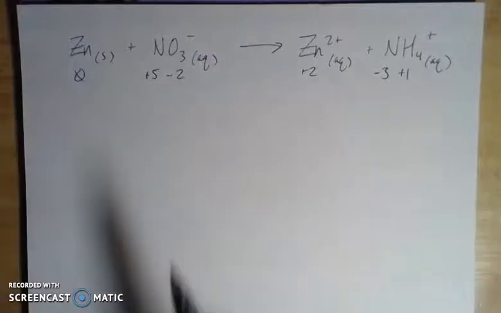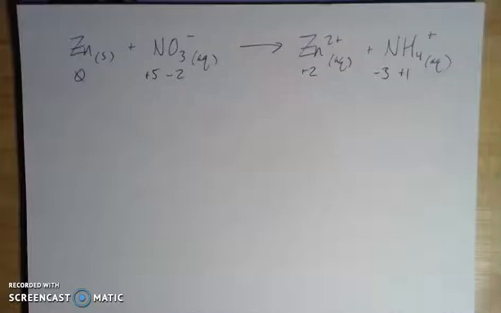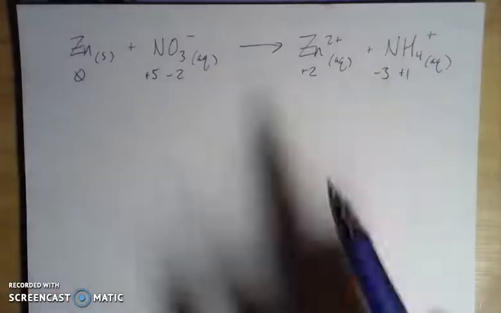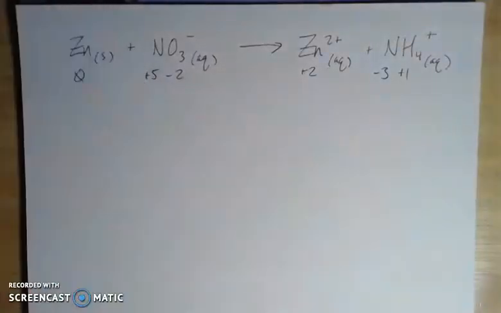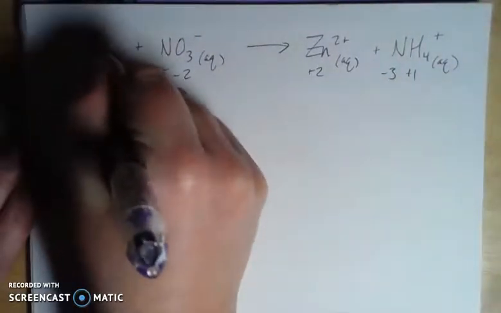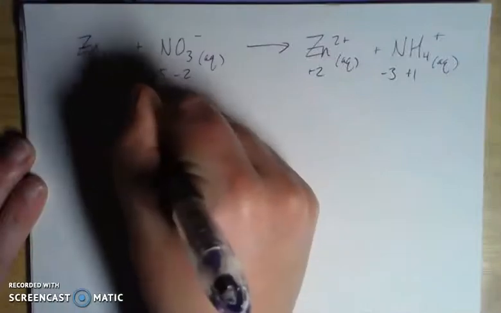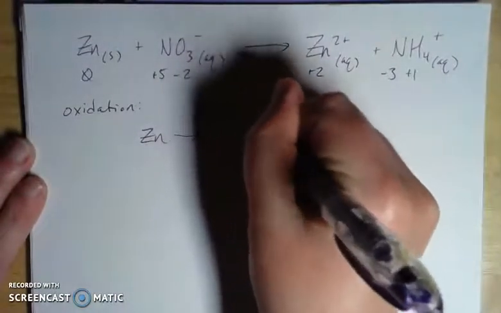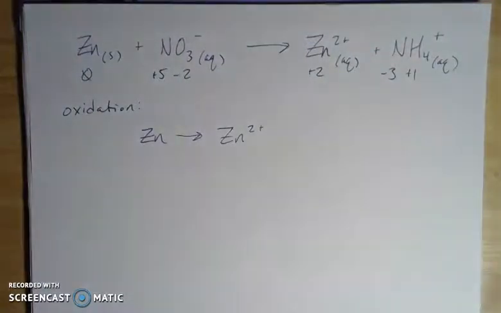Okay, so we have assigned oxidation numbers, and now we have to figure out what's happening. Well, if I look at the main features here, my zinc is going from zinc with no charge to zinc with a 2+. So let's do our oxidation step here: zinc to zinc 2+. All right, so let's balance this thing.